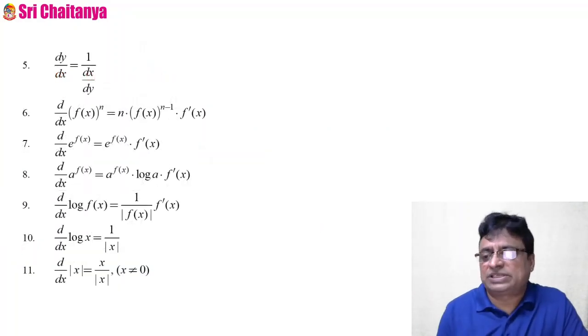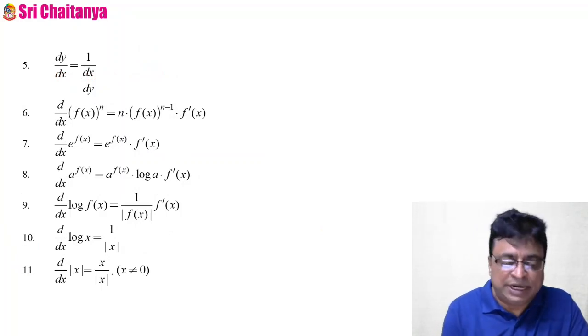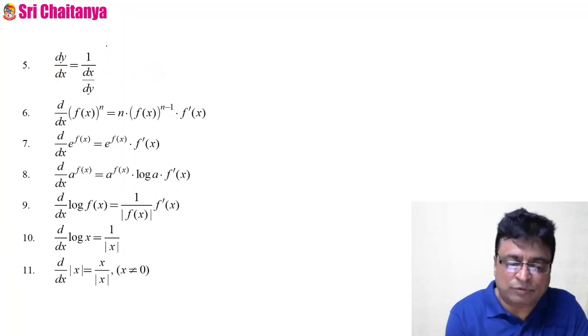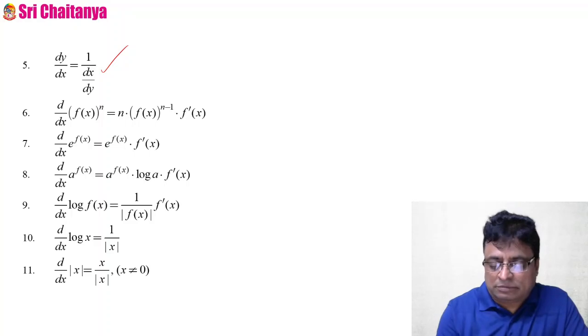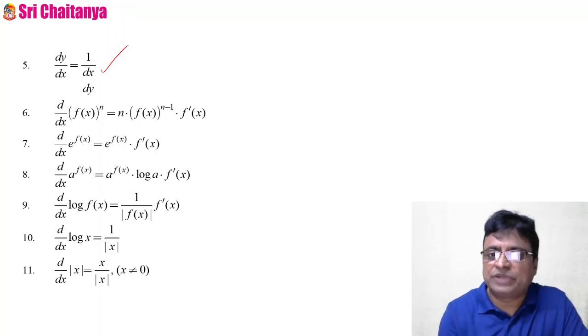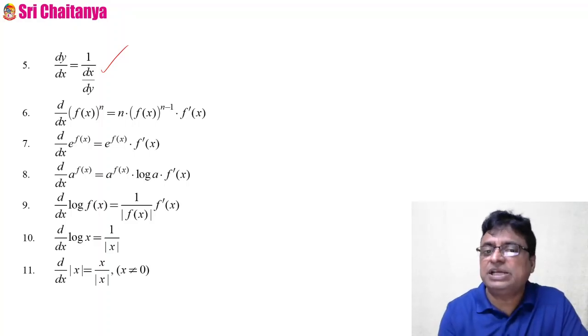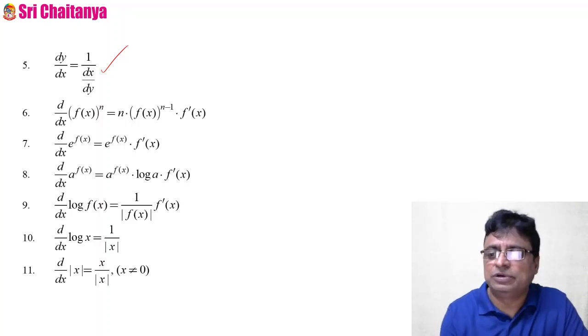Now coming to another formula, dy by dx equals 1 by dx by dy. That means we can write the reciprocal of the derivative like that. Now the coming formulae are the generalized versions of the formulae. How to write them? Focus on them neatly.